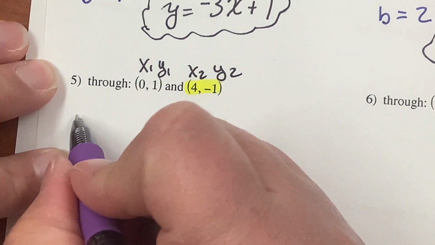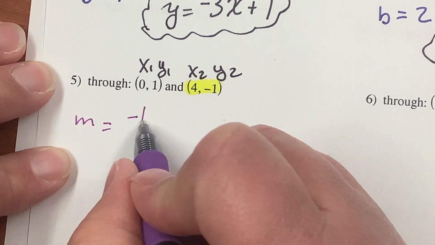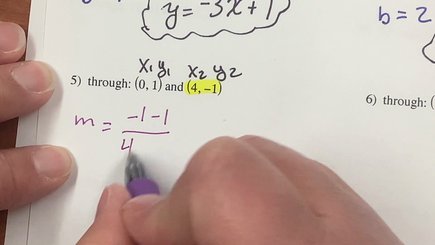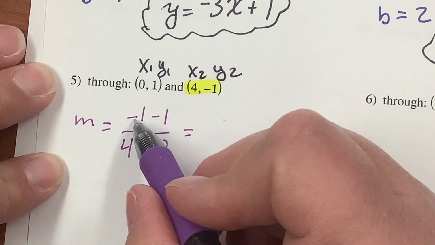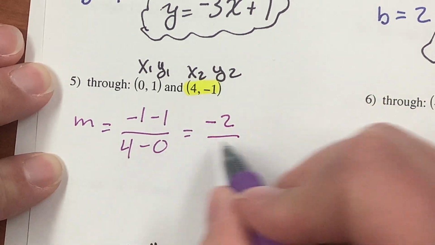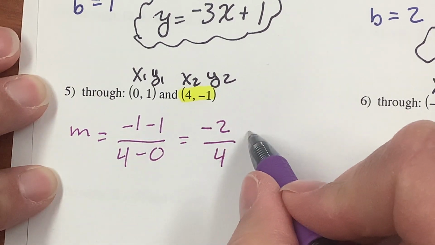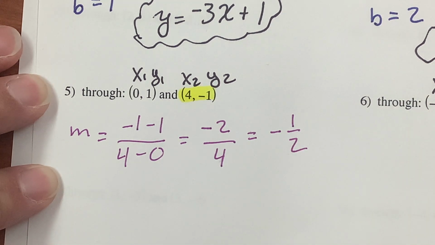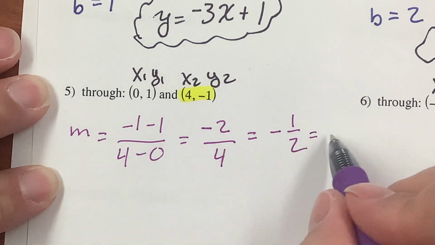y2 minus y1, m equals negative 1 minus 1 over 4 minus 0. Keep change. Negative 1 plus negative 1 is negative 2 over 4 minus 0 is 4. I can reduce this to lowest terms and get negative 1/2. And now, that's my m. Same slope as before.